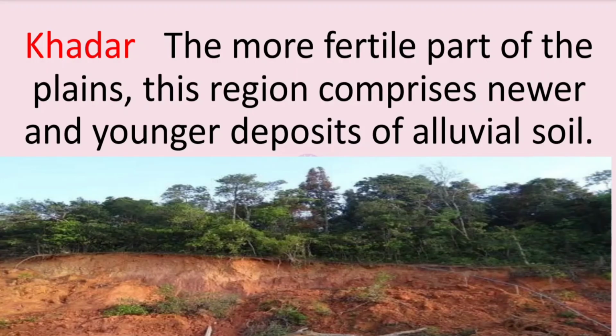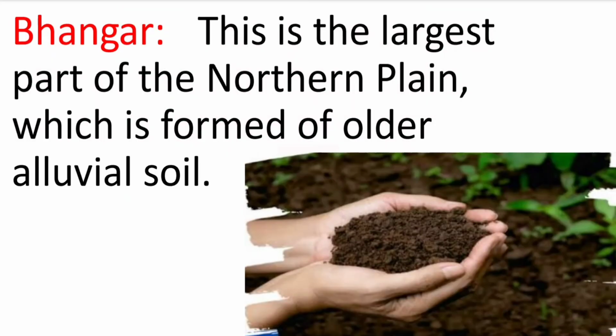Another feature of northern plain is Khadar, the more fertile part of the northern plains. This region comprises new and younger deposits of alluvial soil. Khadar means new alluvial soil, you can remember it like that. And another feature, Bangar. This is the largest part of the northern plain, which is formed of older alluvial soil. Bangar means older. Khadar means newer and younger alluvial soil. You can remember like this.